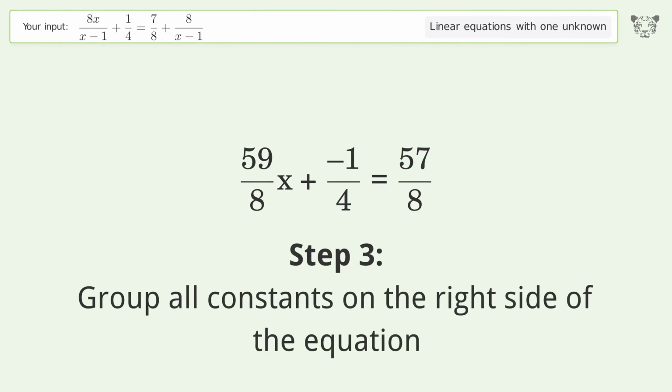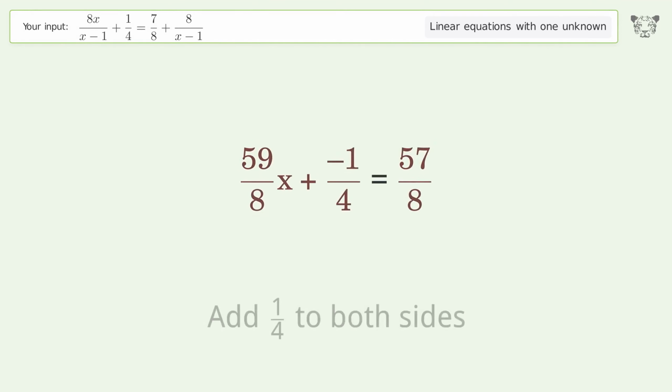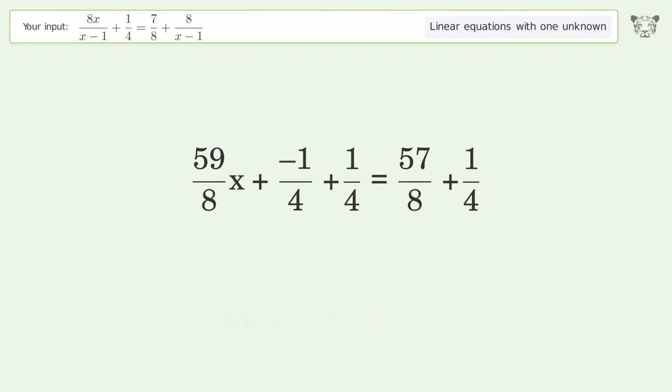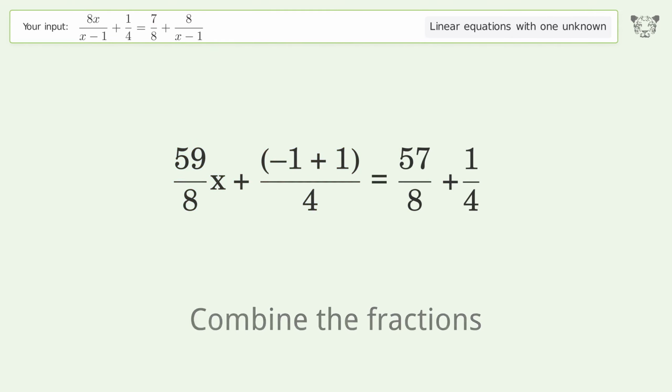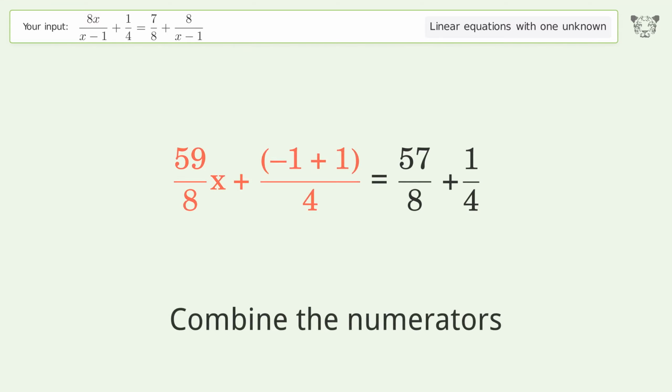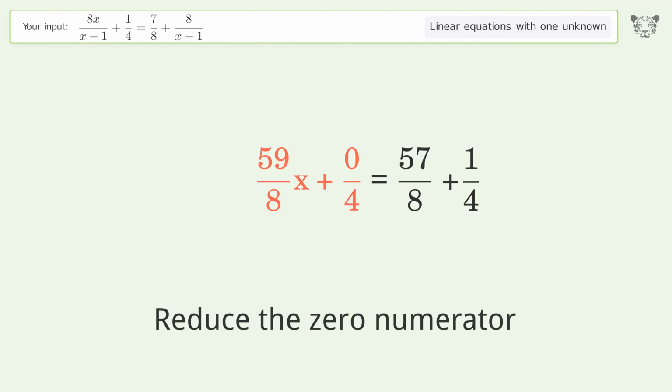Group all constants on the right side of the equation. Add 1 over 4 to both sides. Combine the fractions. Combine the numerators. Reduce the zero numerator. Simplify the arithmetic.